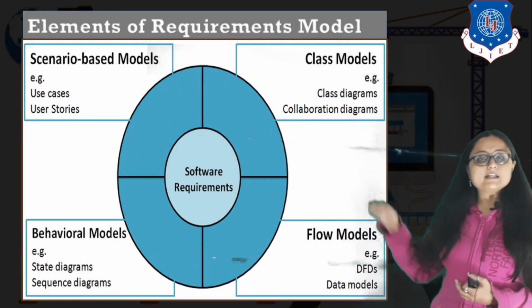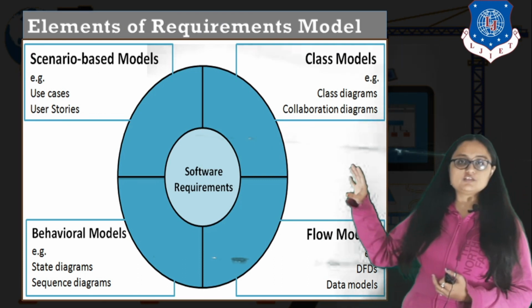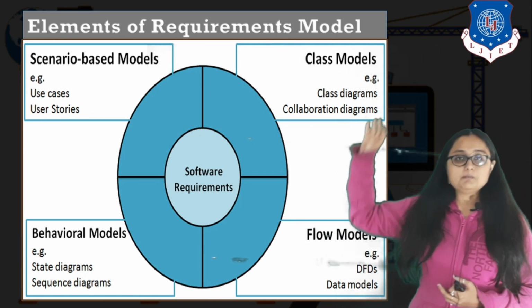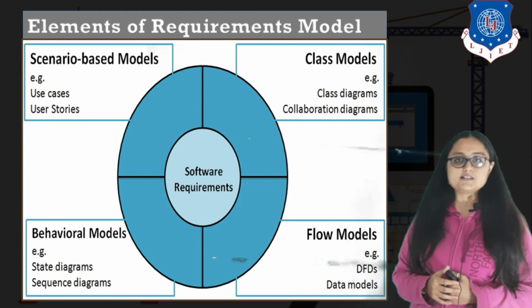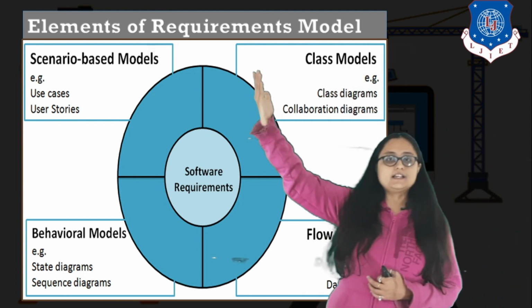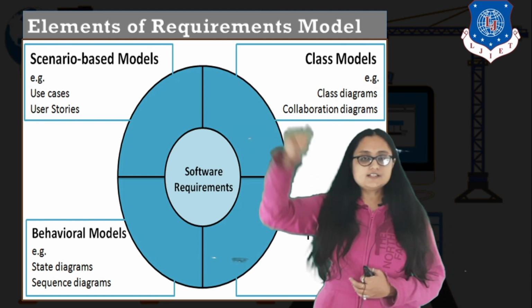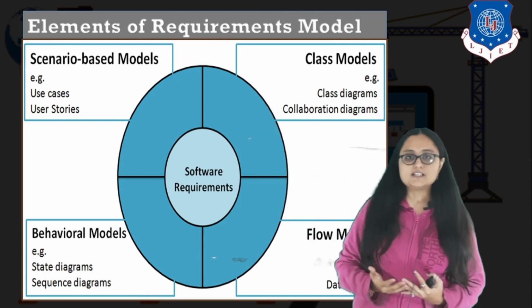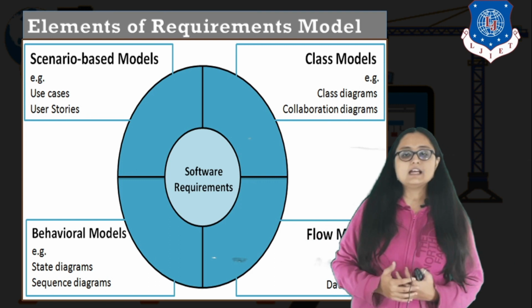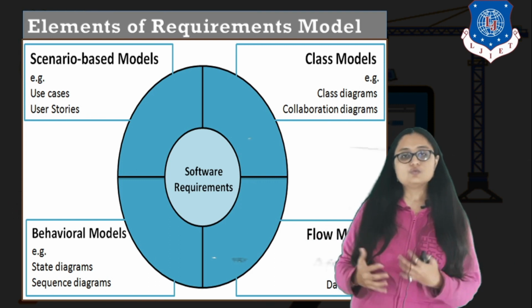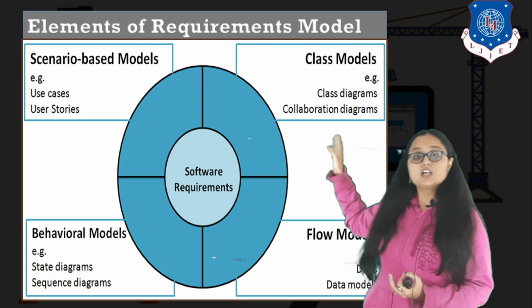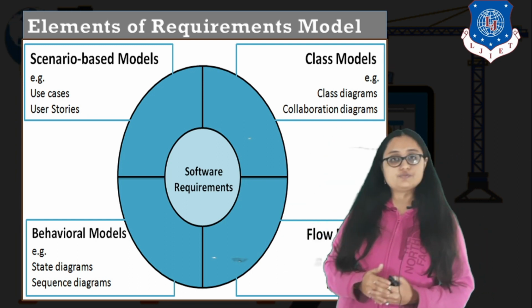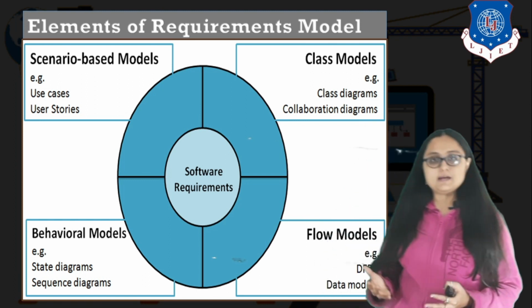Now you can see over here, if there is a software requirement, the basic analysis model is divided into four parts. The first is all the diagrams related to scenarios, that is, the scenario based model. It consists basically of user stories and use cases. Also you may say that activity is a part of this. The next is the class based model, which consists of the class diagram and collaboration diagram.